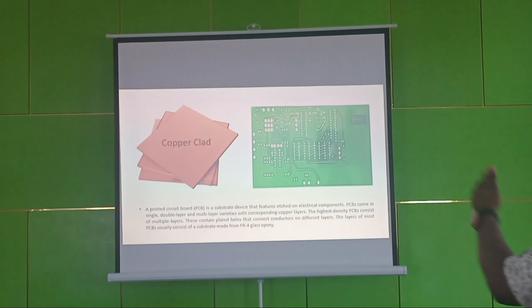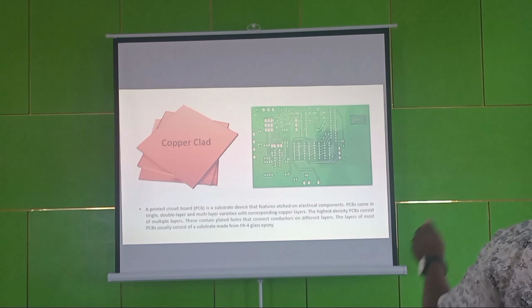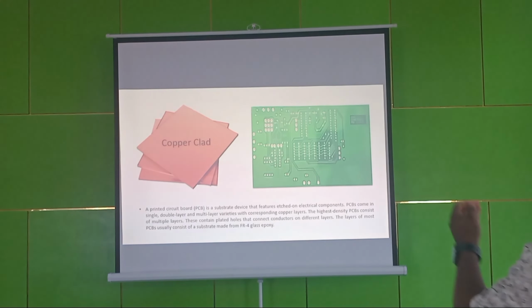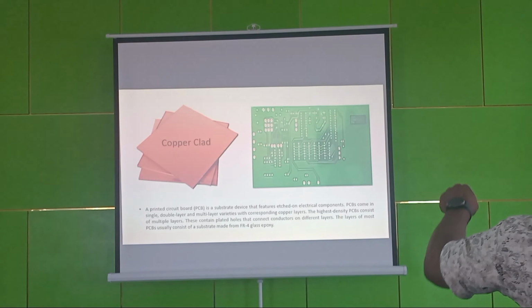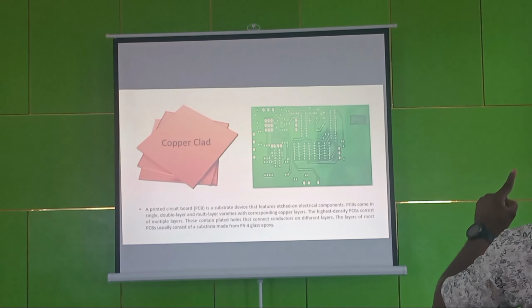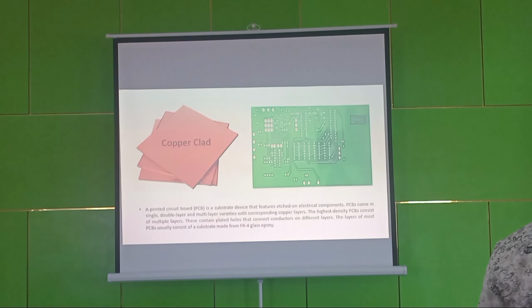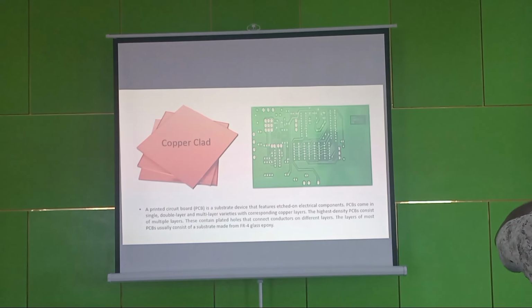It could be single-sided, it could be double-sided, it could be 4 layers, and it could be 8 layers. But the sample we are seeing here is the double-sided copper clad board. So during fabrication, the copper clad board passes through many processes to become a PCB.